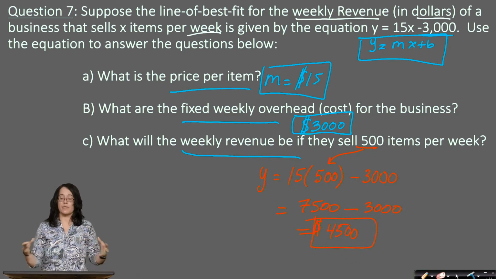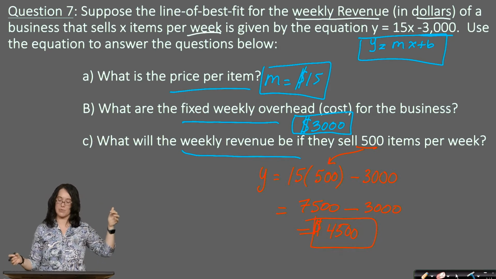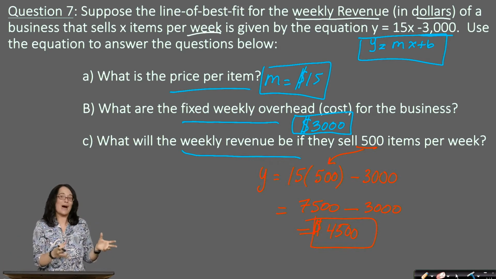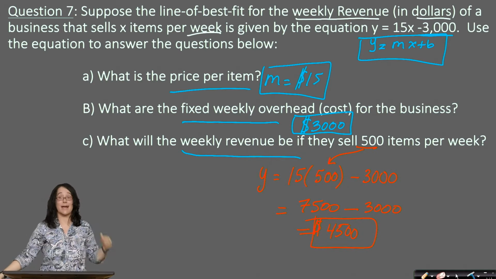But again, we can make predictions based on one of those knowns. If we have the x, we can solve for the y. If we have the y, we can solve for the x. So if you know you want to make a revenue of $10,000 a week, we could then plug in 10,000 for y, solve for x, and we figure out exactly what we should be aiming for the number of items to sell every week. So I hope that makes some more sense for you.